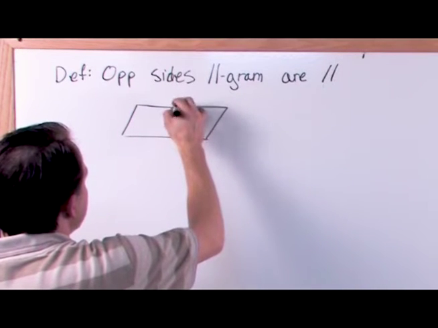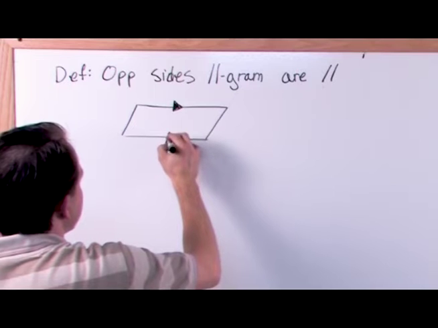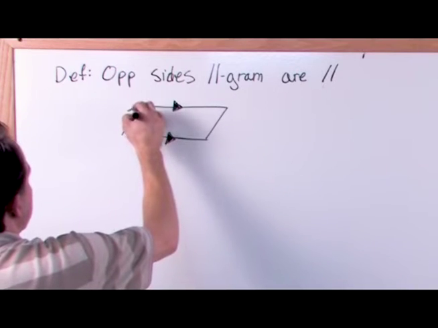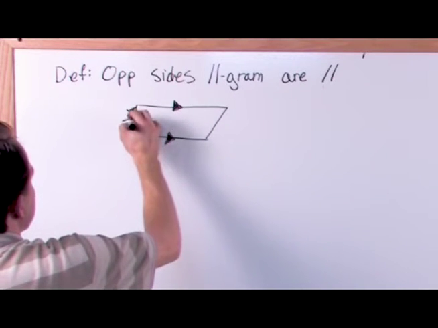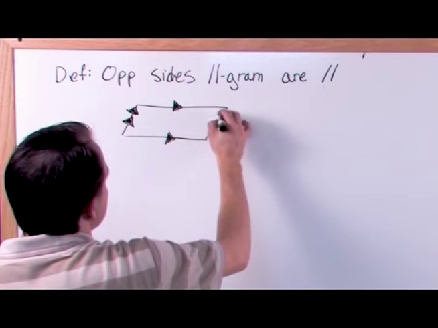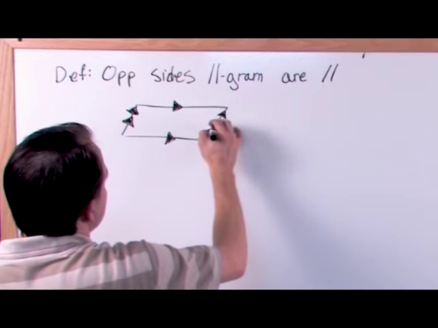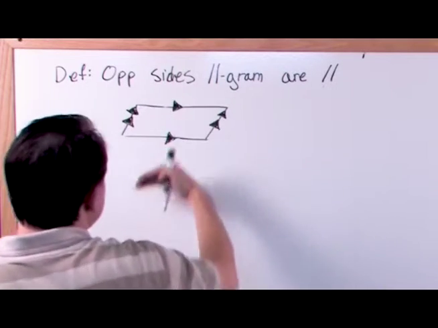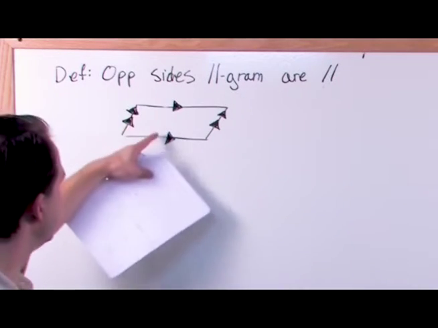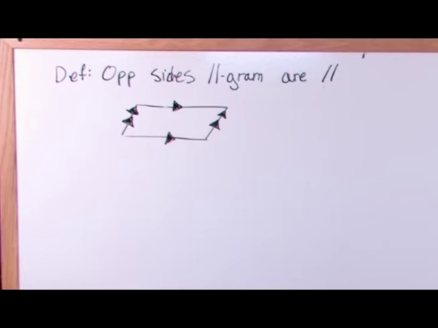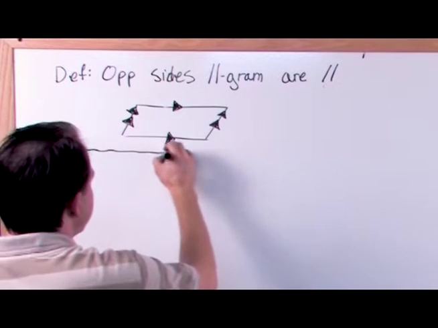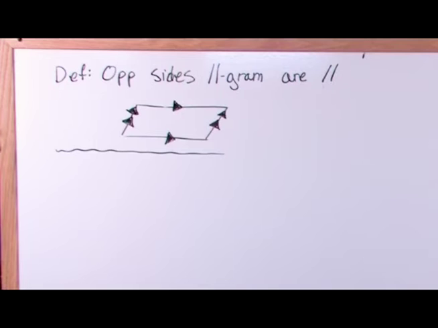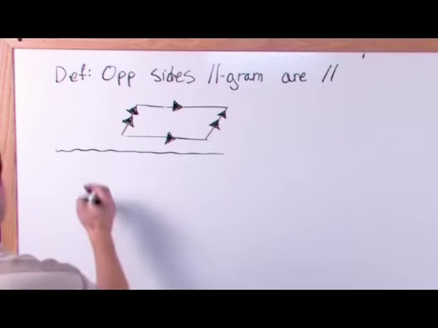So that would mean this is parallel with this. That's what these little triangles mean. And this one here is parallel with this one here. That's all that means. Opposite sides of a parallelogram are parallel. That's what the definition of a parallelogram is. That's it. These are going to be kind of rapid fire, but these are going to be things that you need to remember to do your homework.